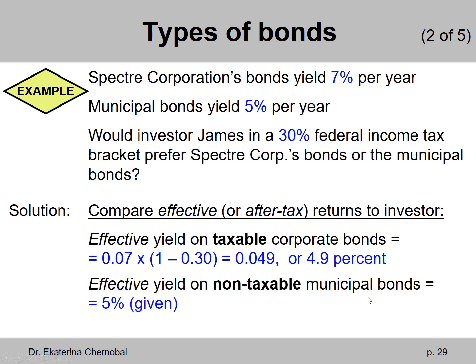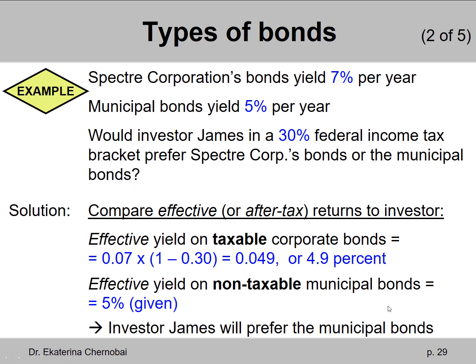And the municipal bonds are not taxed. The coupons received from municipal bonds are not taxable, and so the effective rate is as given, 5%. And now you can see which bonds would be more desirable for this investor, James. It's the municipal bonds, with a higher after-tax return.